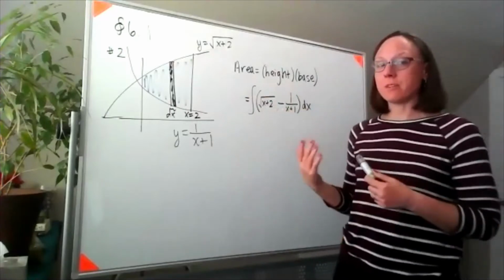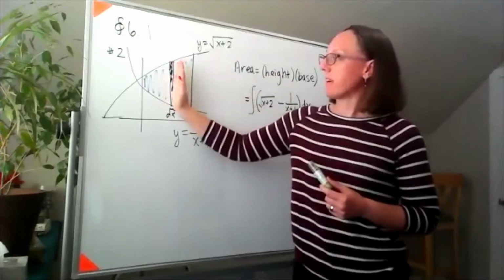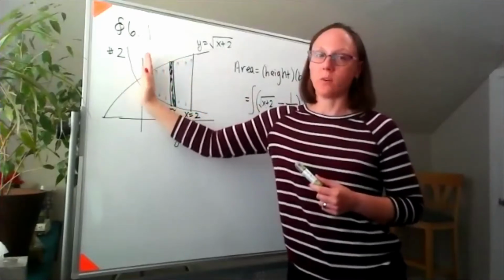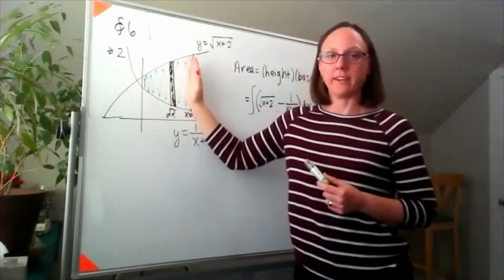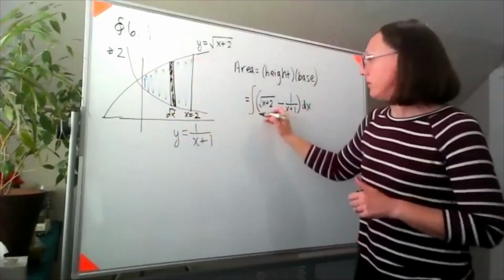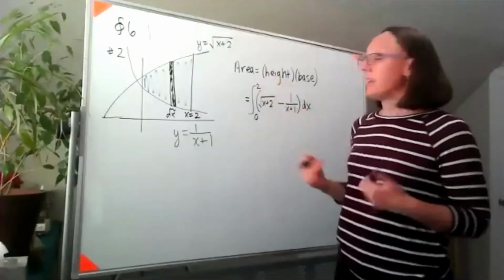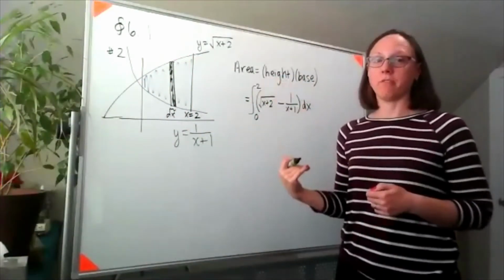In terms of our limits of integration, these rectangles would come as far to the left as x equals 0 and as far to the right as x equals 2. This question asked us to finish off this integral.